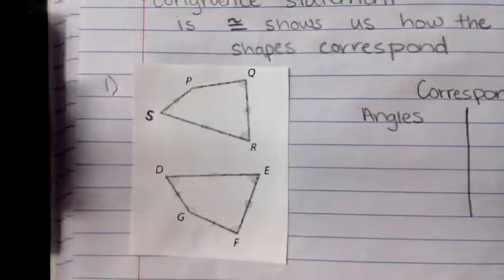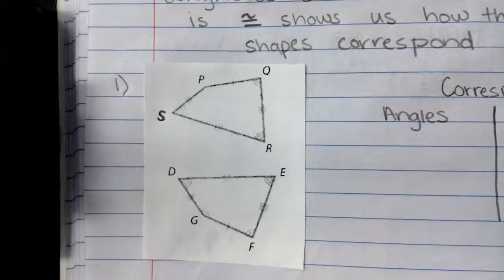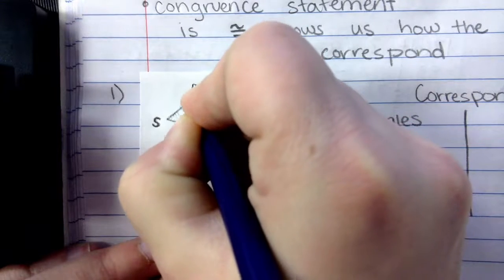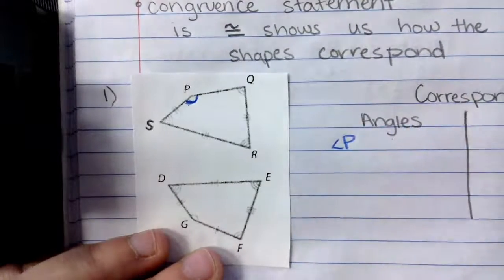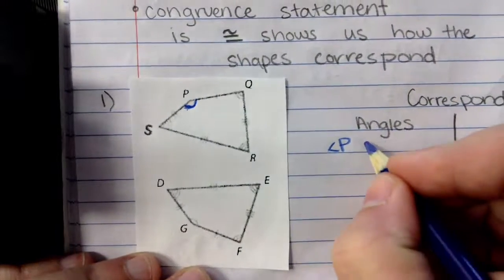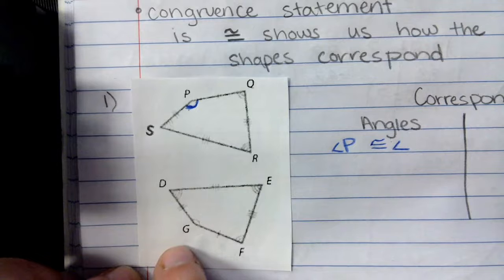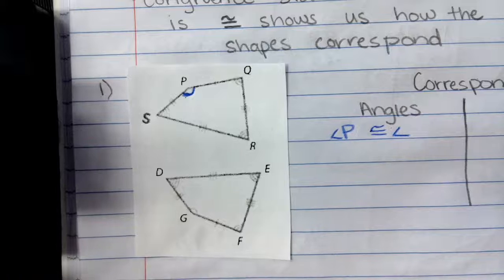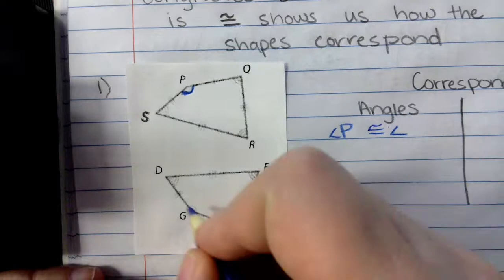So if I look at angle P, it has this one arc. Angle P from the top is going to be congruent to which angle on the bottom? Which other angle has the same amount of those arcs? G, yeah. So P matches with angle G because these both have one arc there.